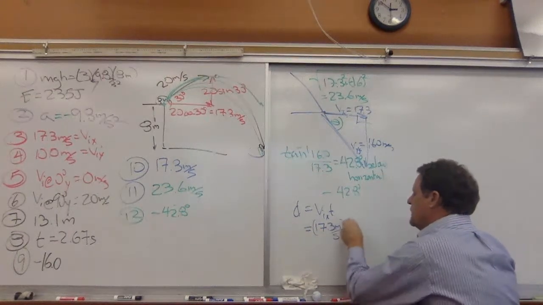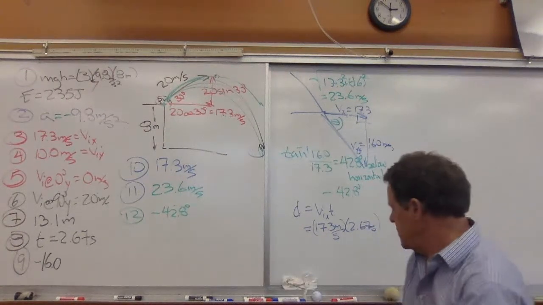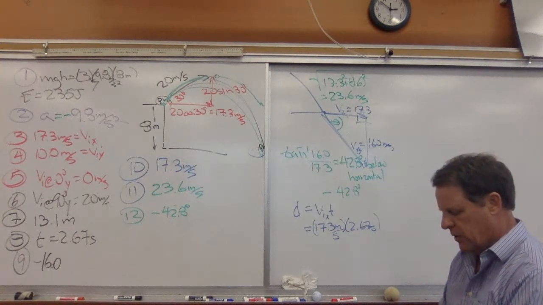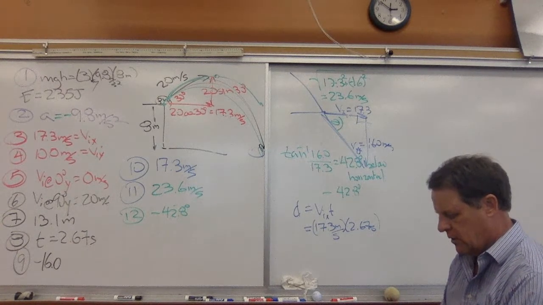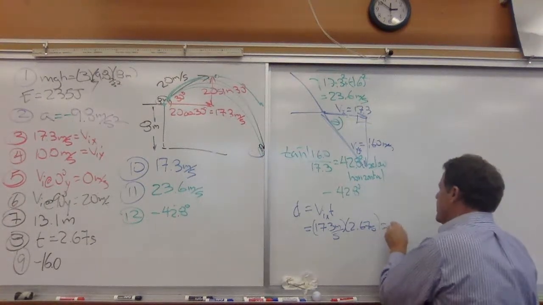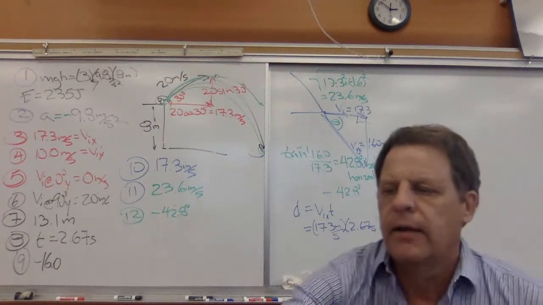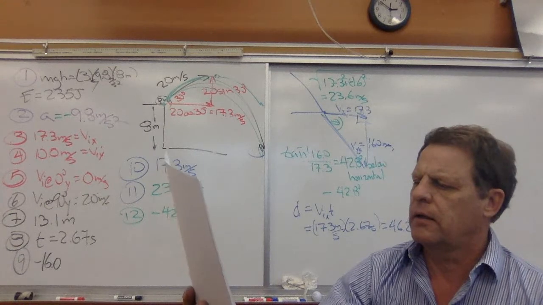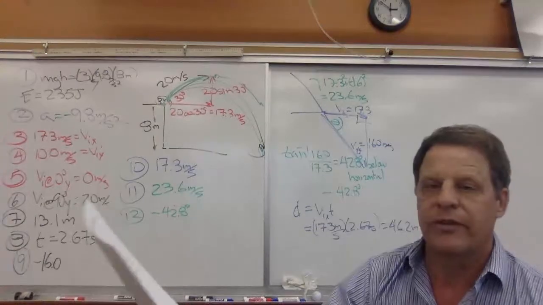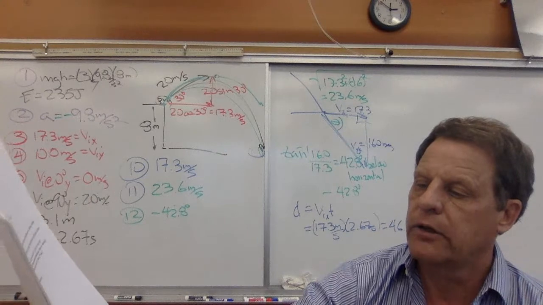We're going to have 17.3 times 2.67, and 17.3 times 2.67 gives us 46.2 meters. 46.2 meters. Right there, I calculated 46.7. It'll probably be changed back to 46.2 when you go back and look at it.